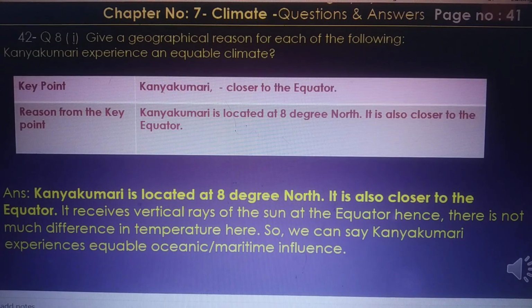Question number 42. Kanyakumari experiences an equable climate. Key point: Kanyakumari is closest to the equator. Reasons from the key points: Kanyakumari is located at 8 degrees north. It is closest to the equator.